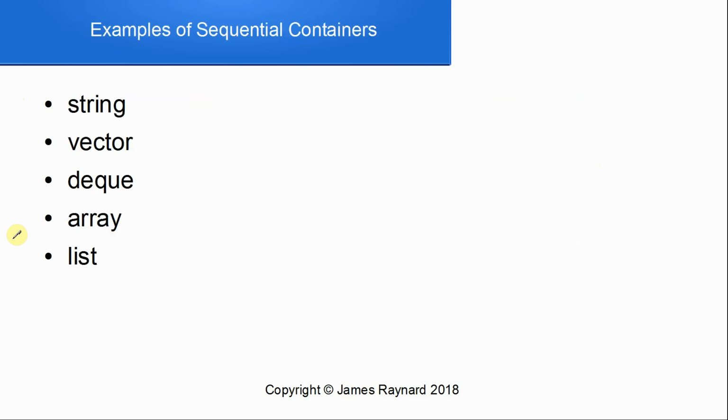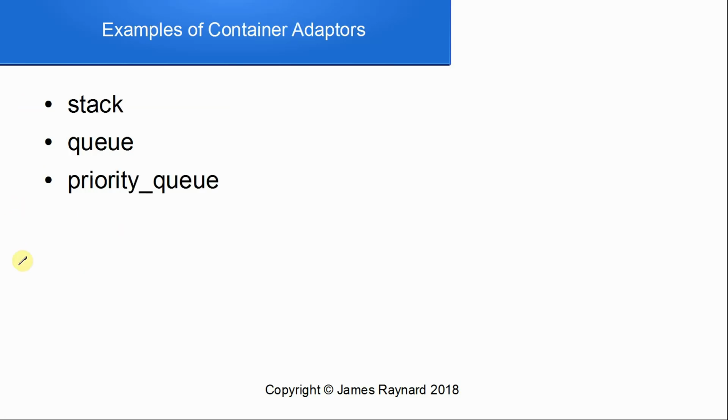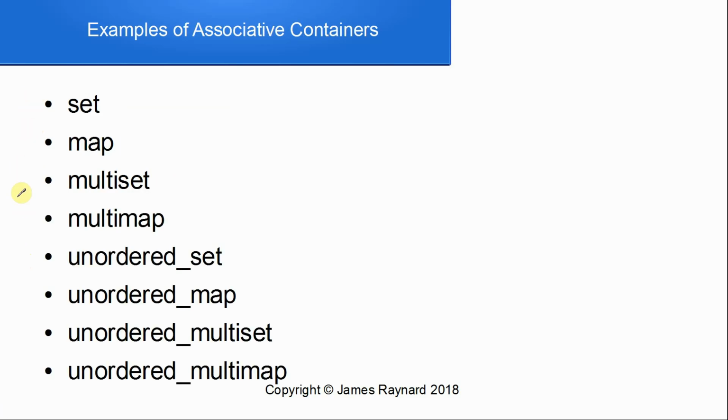Okay, so we'll just quickly list the sequential containers. As I said, we'll go into more detail in the following videos. So sequential containers, string and vector and array we already know about. Deque, which is a double-ended queue, and list. Container adapters are stack, queue and priority queue. And the associative containers are set, map, multiset and multimap. And also there are versions of those which don't order their keys.